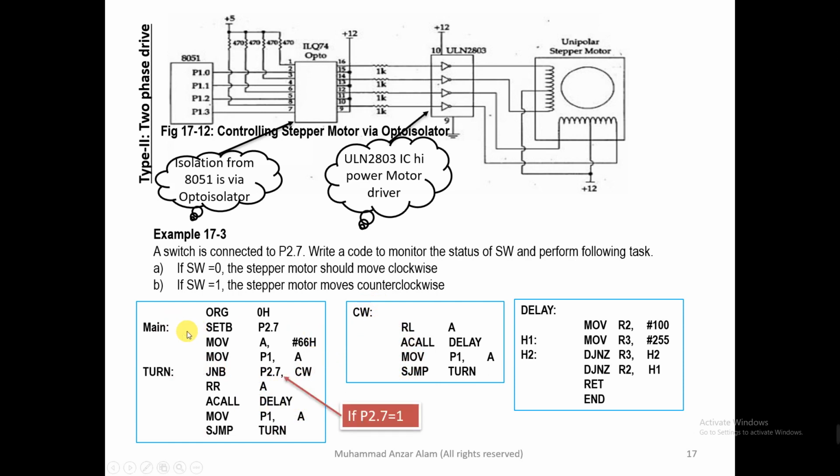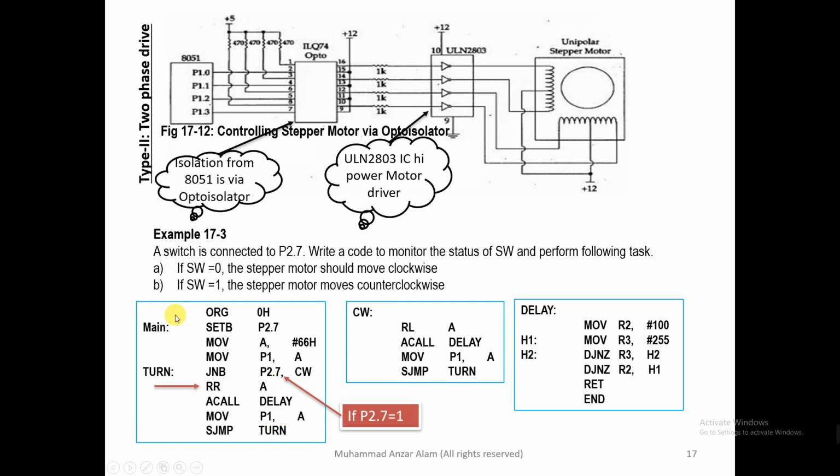Now assume P2.7 is 1. If the switch is 1, the stepper motor moves in the counterclockwise direction. So if the switch is 1, then it should not move in the clockwise direction. If P2.7 is 1, then jump if 0 does not apply, because this is not 0, this is 1. It will not jump. Instead, it will go to the next instruction. The next instruction is providing the rotate right function. So if we perform the rotate right function, then we will definitely get the counterclockwise direction.